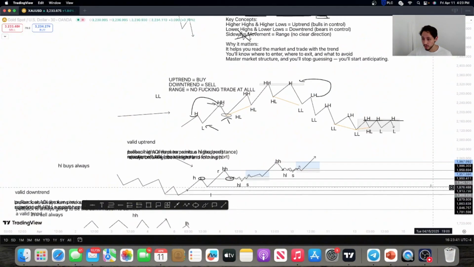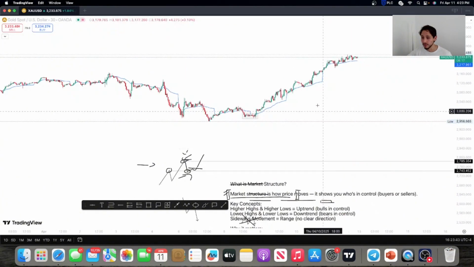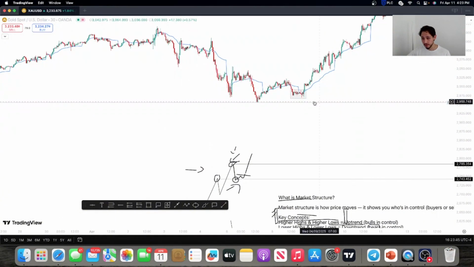So now that we pretty much went over these drawings, I'm going to go into the actual chart. I'm going to point out some areas of interest, like support turns into resistance, resistance turns into support, understanding the uptrend and understanding the downtrend. So let's get right into it.